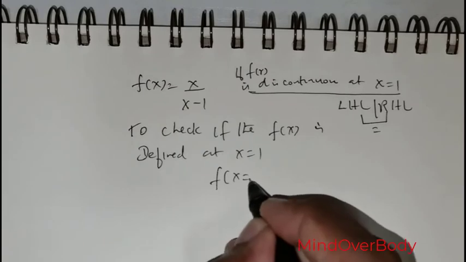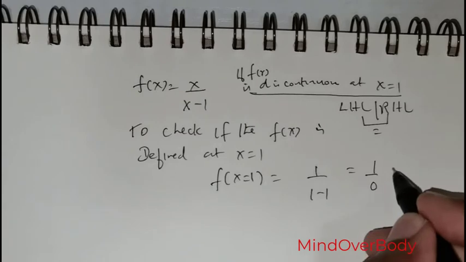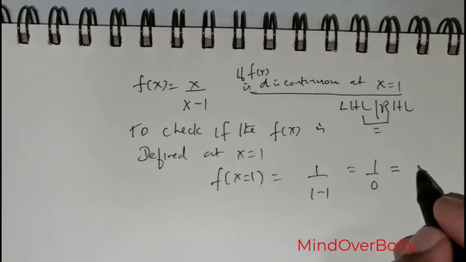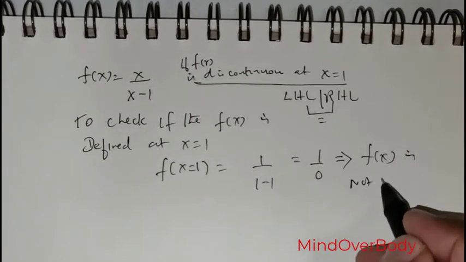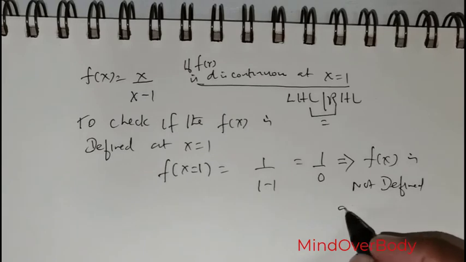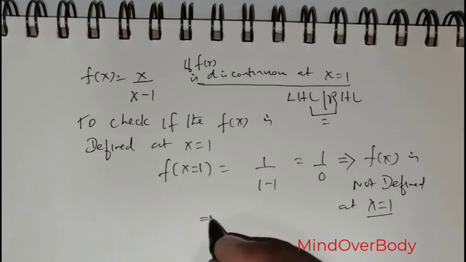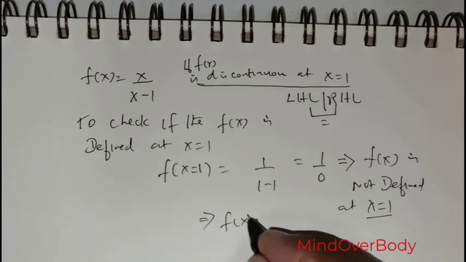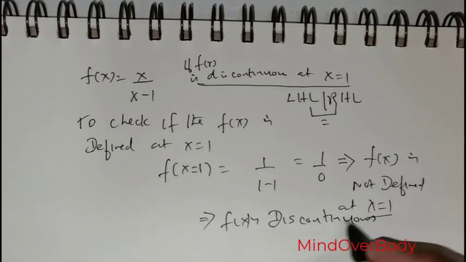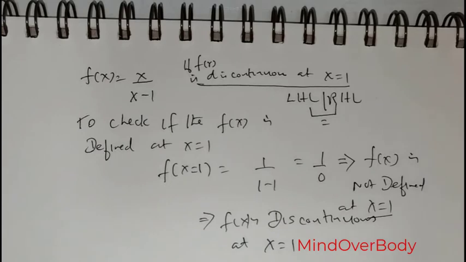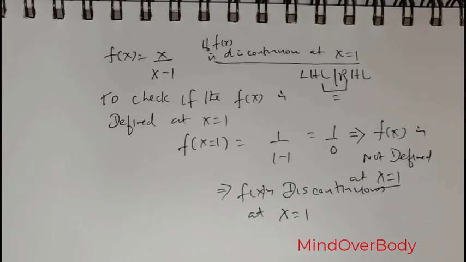So I'm going to substitute x is equal to 1 here. I get 1 over 1 negative 1, which is 1 over 0, which means infinity. So this means f of x is not defined at x is equal to 1. So when the function is not defined, clearly this means f of x is discontinuous at that particular point that we are looking for, at x is equal to 1 in this case. So that completes the solution for this question.